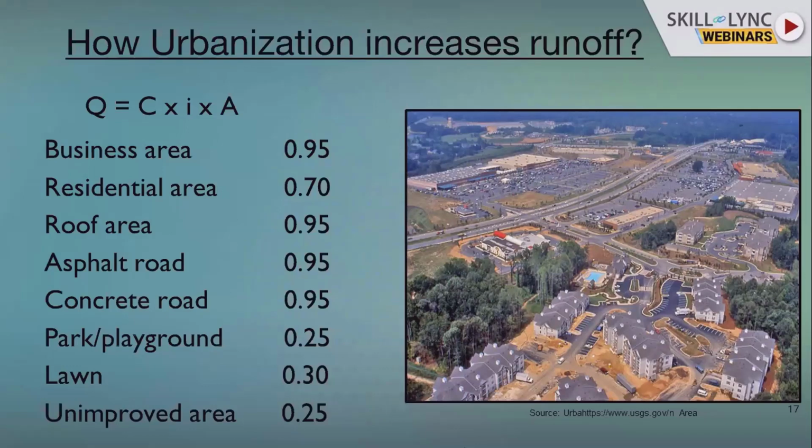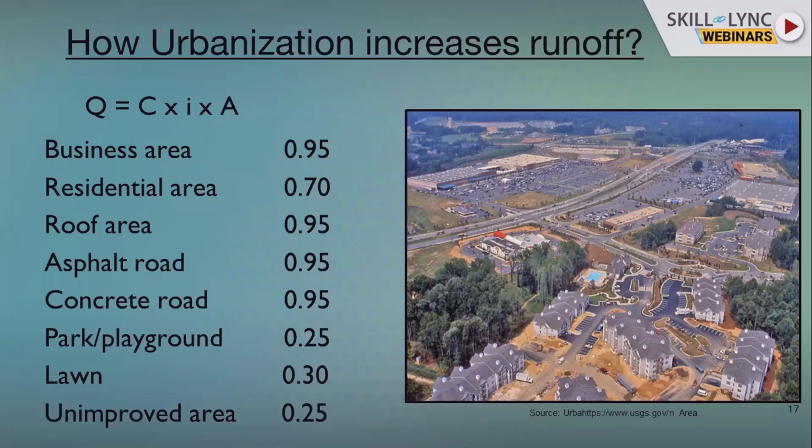You can see this picture. Some area is asphalt or concrete, some area is green, and some area is open area which is not compacted. This is a very famous equation. If you are a civil engineer, you know this equation: Q equals CIA. This is the rational method, one of the most widely used methods in the world. There are some other methods also, but it's a very easy method and it is commonly used. In this equation, Q is the flow or discharge or runoff, which is equal to C, the coefficient of runoff, I is the rainfall intensity, and A is the area. Suppose I give you an example of how urbanization increases runoff.